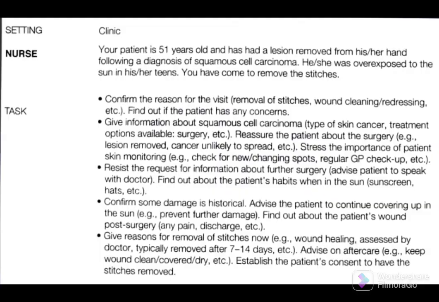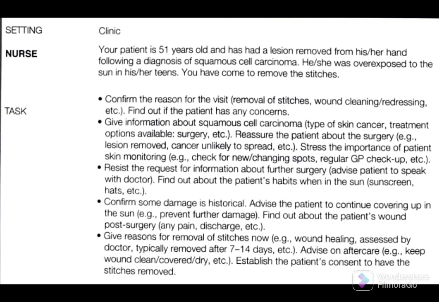You can see that this is a clinic and your patient is 51 years old and has had a lesion removed from his or her hand following a diagnosis of squamous cell carcinoma, and he or she was overexposed to the sun in his or her teens. You have come to remove the stitches. So in this one, the first task is to confirm the reason for the visit, removal of stitches, wound dressing and cleaning, and find out if the patient has any other concern. This is a clinic, the same as an OPD.